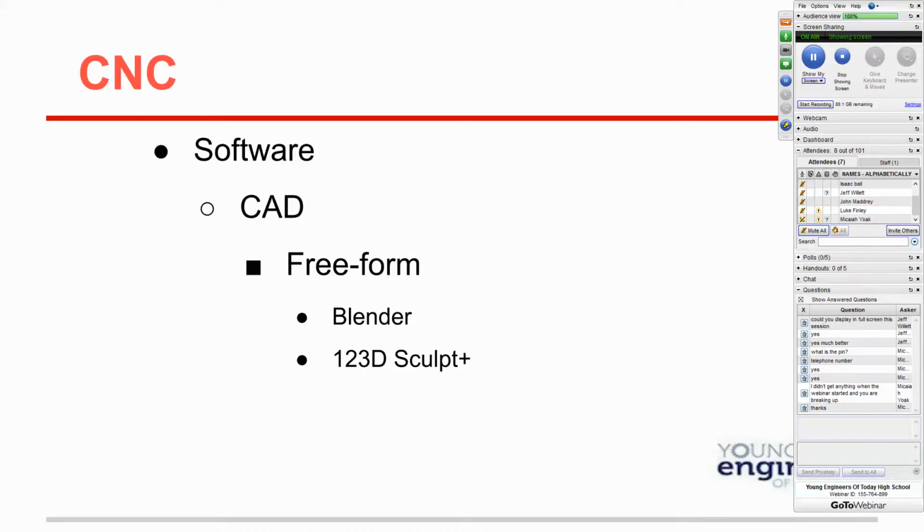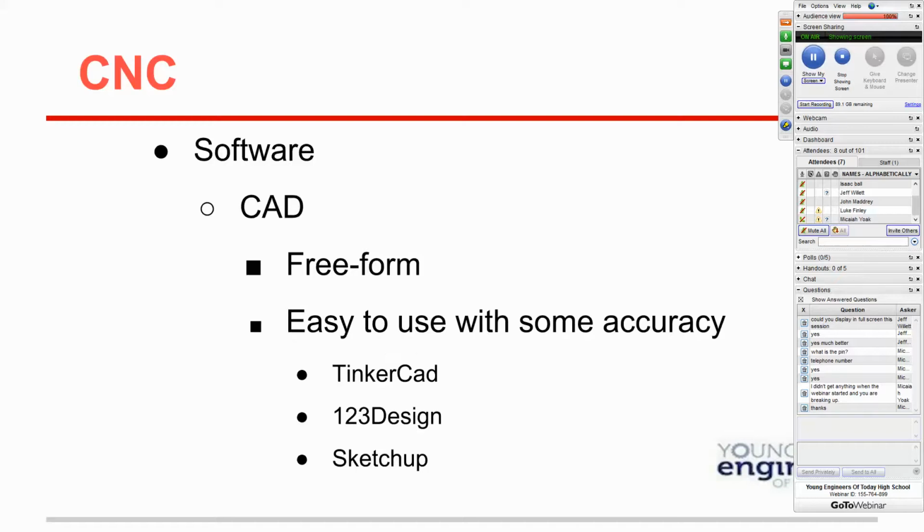Regardless, this is generally less mathematically strict, so that's nice. It allows you to have a little bit more freedom in whatever you're making. On the other hand, it can be a little bit less bound by, you know, Euclidean shapes and things like that. Then you've got easy to use with some accuracy. Tinkercad, 123D Design, and SketchUp are very good examples of this, because they're still fairly easy to use. However, they do have, in some sense, requirements. Like you have to dimension out your sketches and things like that in order to be able to consider them valid sketches.